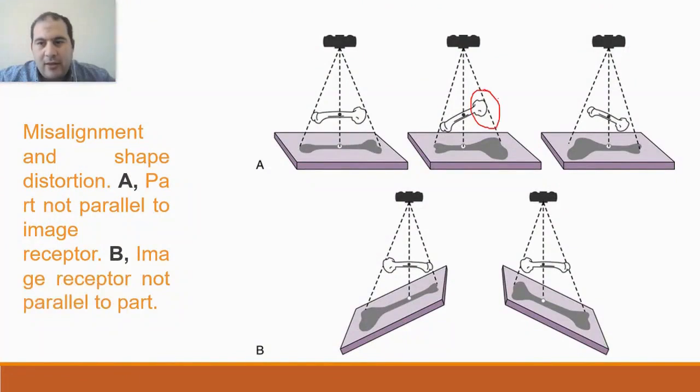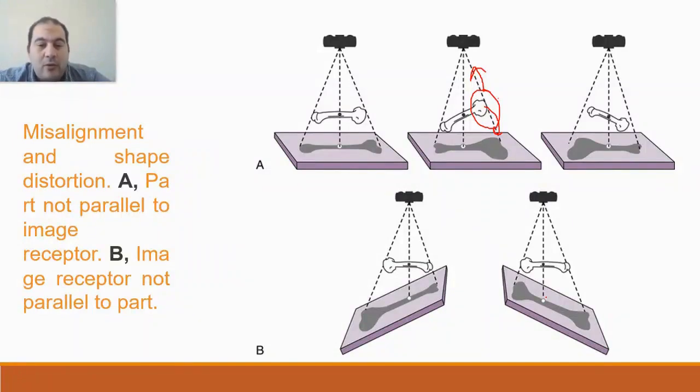This part, for example, is as if the patient or the organ is not parallel to the image receptor. So this part experiences magnification, while this part does not experience magnification or is not in the same arrangement, which causes distortion in the image. Alternatively, the image receptor itself may not be aligned under the patient or under the scanned organ.